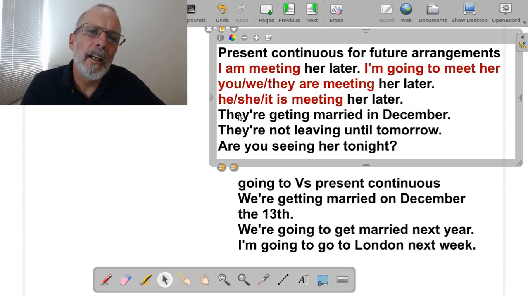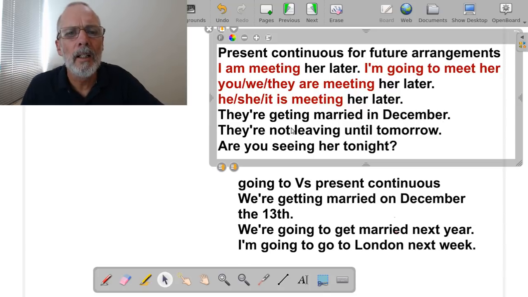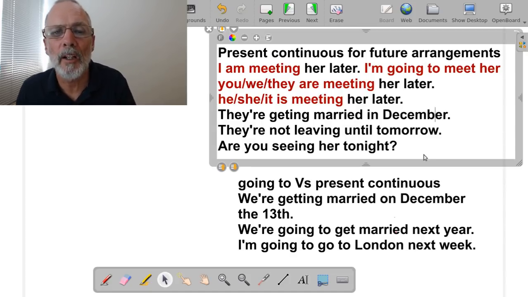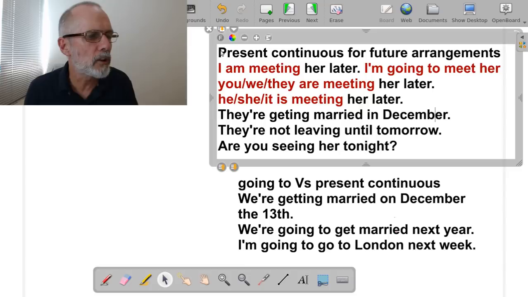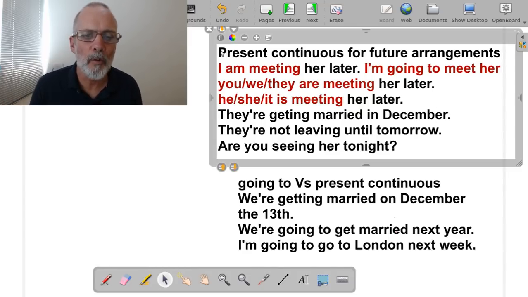And then here I have some more examples. "They're getting married in December." Negative, "They're not leaving until tomorrow." And question, "Are you seeing her tonight?" The same present continuous that we've seen previously, but here we're using it for future arrangements.